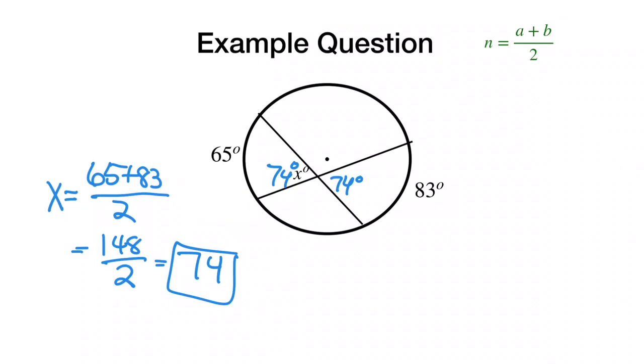If we wanted to find the other angle here, you would just remember that they are a linear pair. So all you'd need to do is 74 plus whatever that angle is would be 180. So that would make this 106 degrees, if you needed to find that.